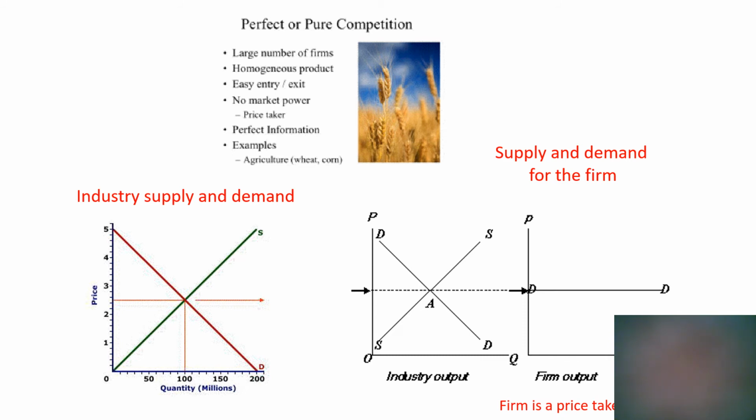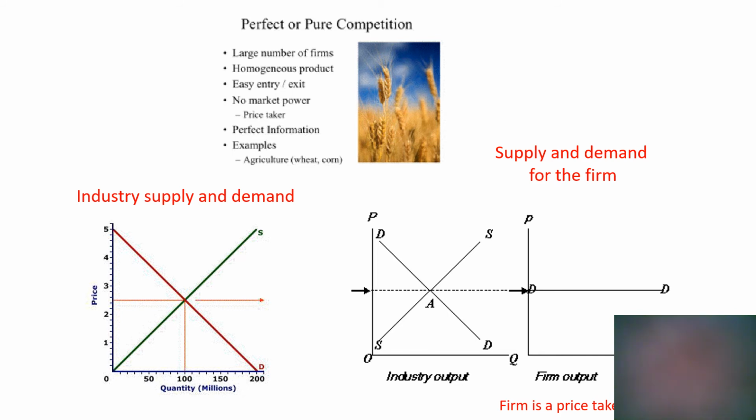In pure competition, there is no market power. This means that each firm within the industry is a price taker. And there is perfect information. Some examples of pure competition are oftentimes found in the agricultural arena. It's hard to tell one farmer's wheat from another farmer's, or one farmer's corn from another farmer's corn.